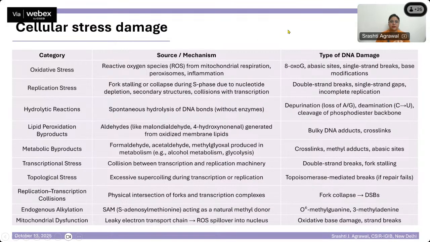Also, the cell's own cellular stress can trigger the response. For example, if there are too many reactive oxygen species in the cell from mitochondrial respiration or peroxisomes or due to inflammation, then it might trigger oxidation of nucleotide bases and create abasic sites or single strand breaks or base modifications, thus leading to changes in the DNA, which might or might not be repaired depending upon the repair machinery.